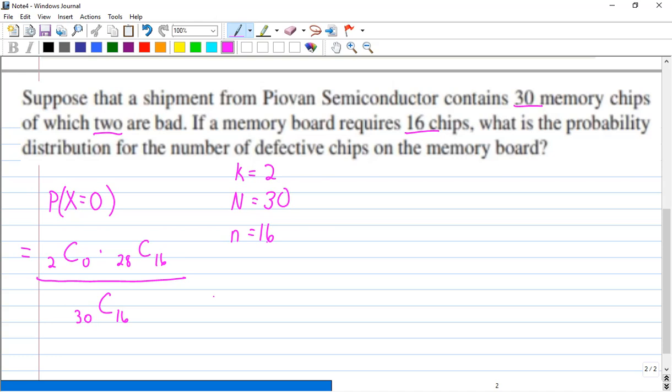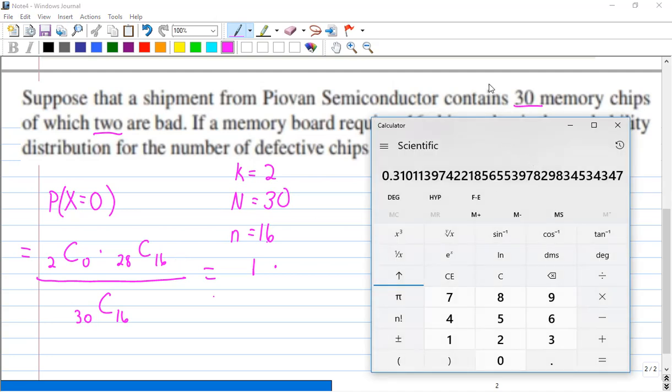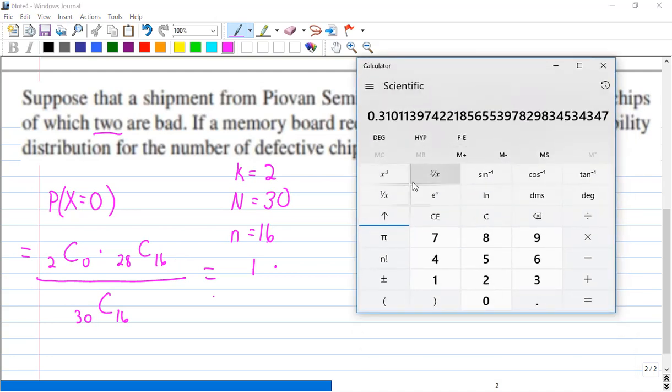Now, if you're not using a calculator to do this and you're doing it out by hand, these are some pretty big numbers that you're going to be getting. 2C0, I know that's just 1. So that's not hard. It's these 28C16 that's going to be a pretty big number. I'll try to do it in this calculator because it has a lot of places.